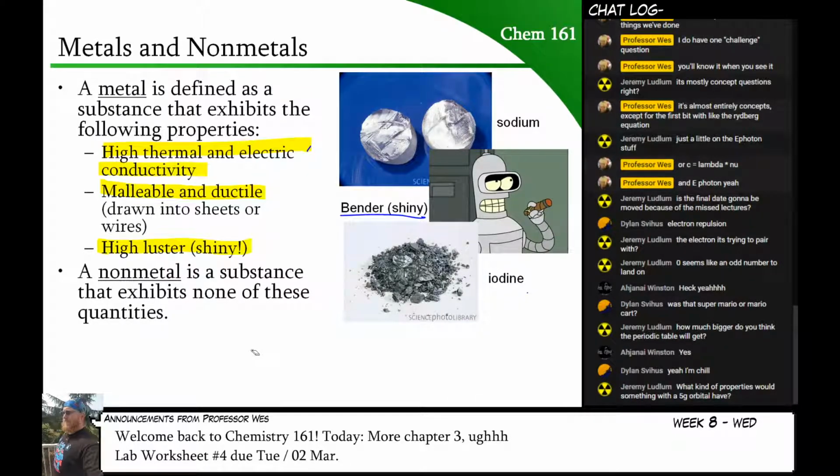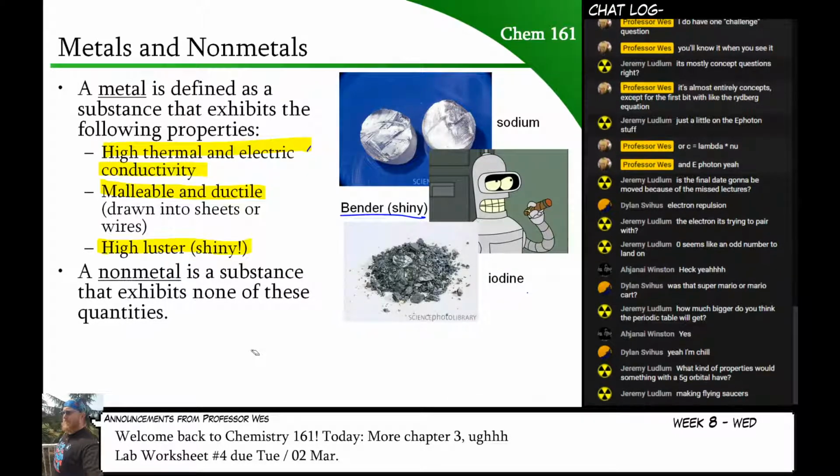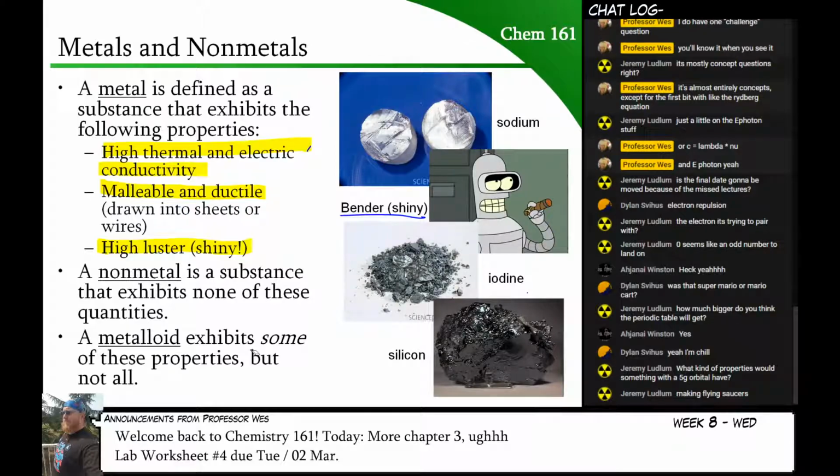All right, what's a nonmetal? Nonmetals have none of these properties. So, nonmetals do not conduct electricity. They do not conduct heat well. They're not shiny. If you hit them, they shatter because they don't have metallic bonds. And then finally, a semi-metal or a metalloid is something that sort of has some of these properties, but not all of them.